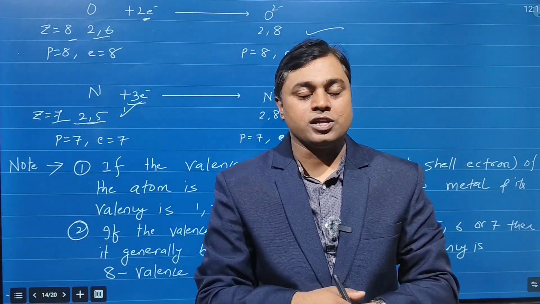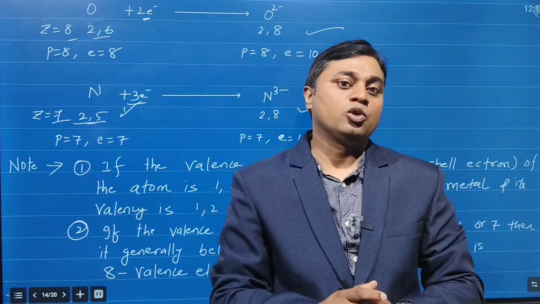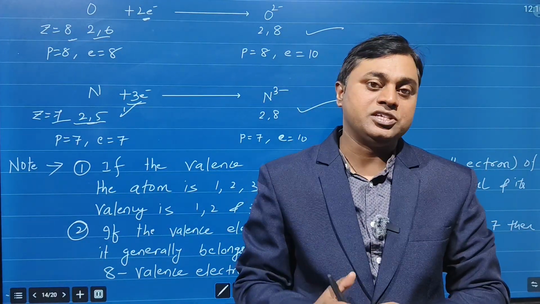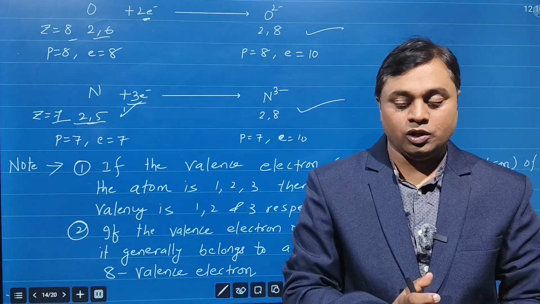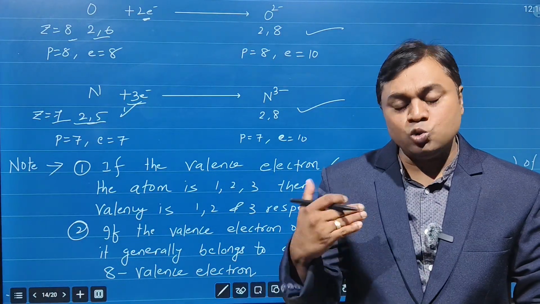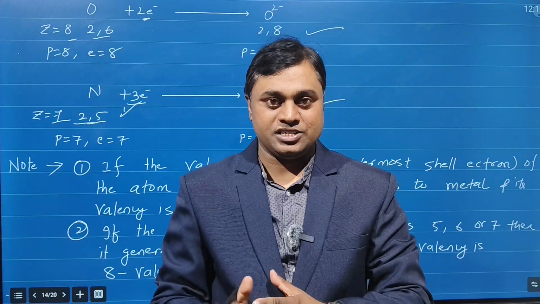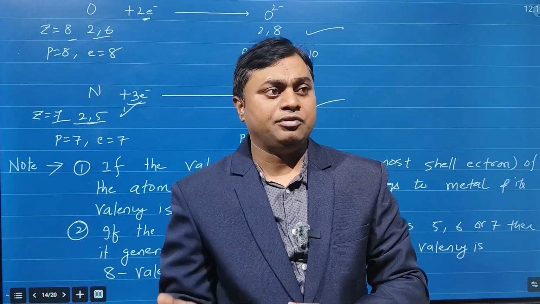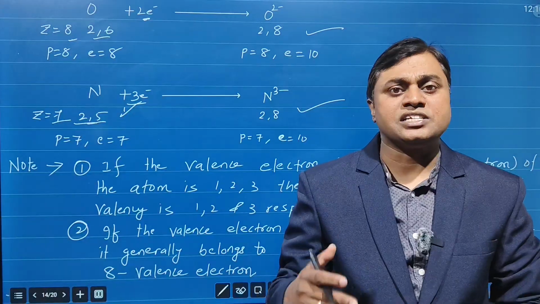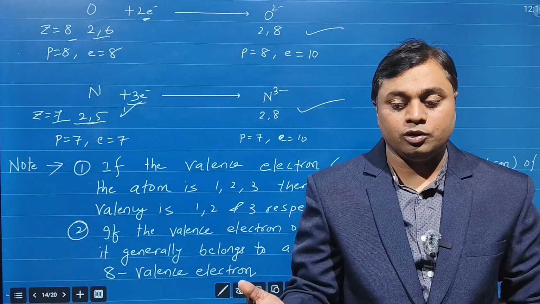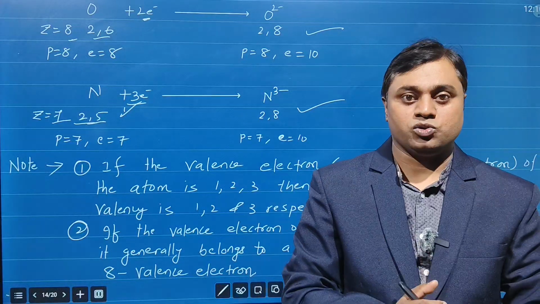You have to remember one concept. If the valence electrons of the atom are 1, 2, 3, it generally belongs to a metal and their valencies are 1, 2, 3 respectively. Generally they will lose 1, 2 and 3 electrons to become stable. So they are generally metals and will form cations. And if the valence electrons of the atom are 5, 6 and 7, they generally belong to non-metals, and to become stable they will gain electrons.